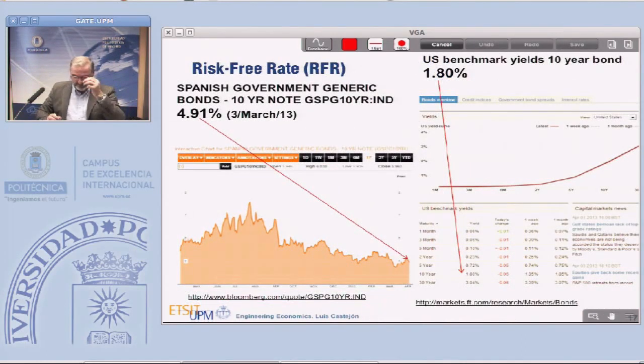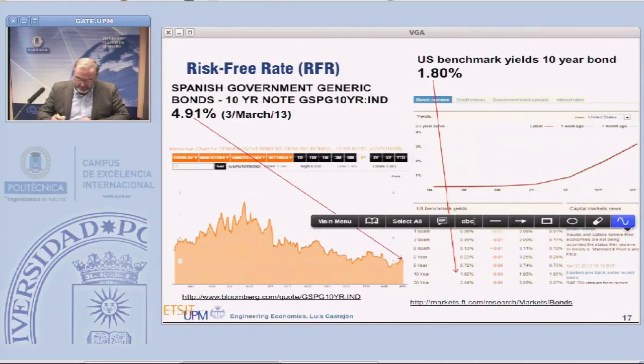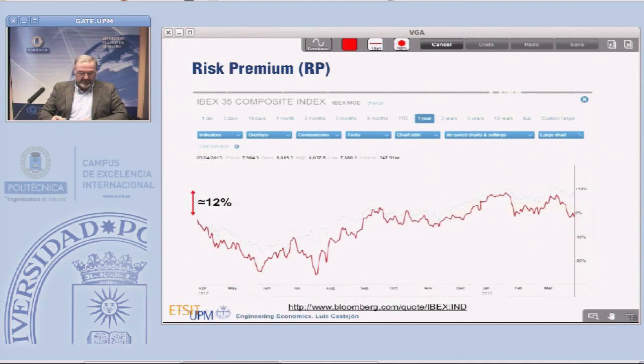So we have here, for example, several rates of return in the case of the risk-free rate. This is the Spanish government bond. Now we have 4.91% for the 10 year bond, Spanish 10 year bond. For example, we see here the US bonds. Now they are at 1 point. So this is the risk premium we are paying in Spain.